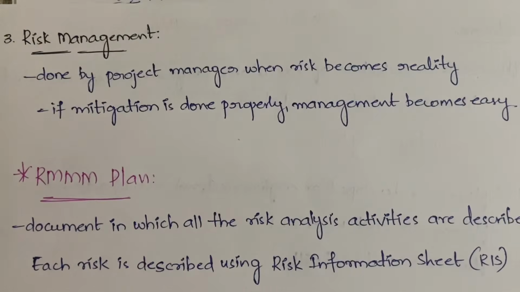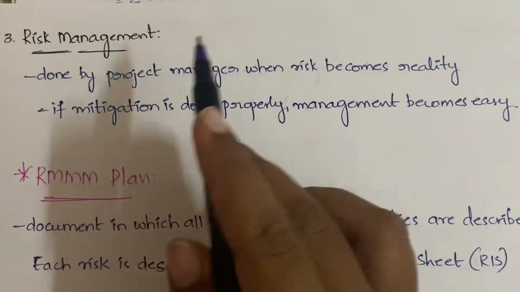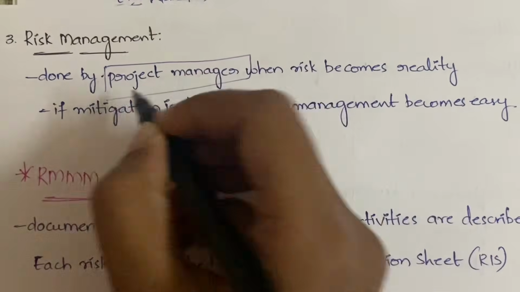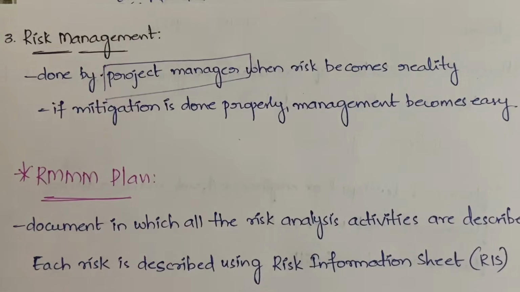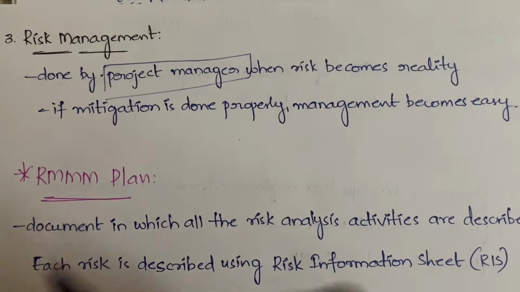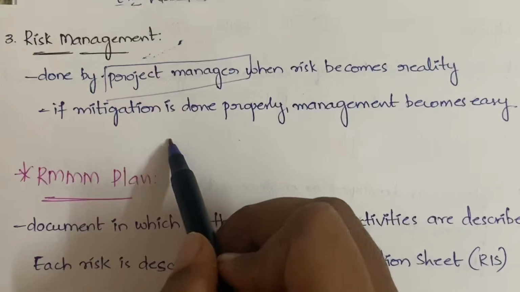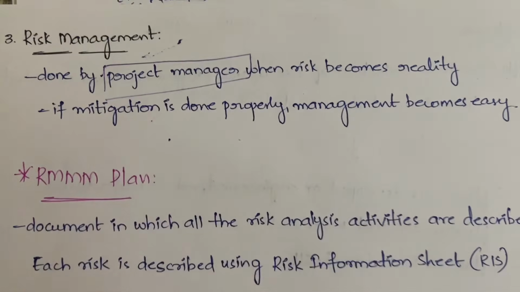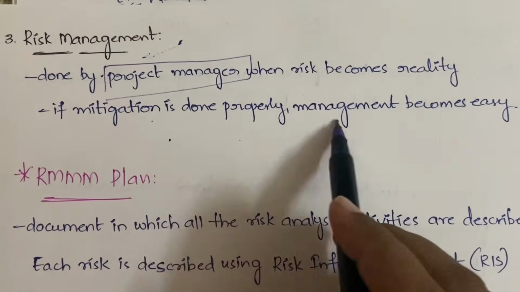Now, let us see what happens in this risk management step. Here it is actually done by the project manager again, right? The project manager will be doing the risk management activities when the risk becomes reality, that is when the risk occurs. So initially we will be predicting this risk may happen, this so and so risks may happen. So when this risk will actually happen in the project, that is when they come into reality, then we go for risk management. So in risk management, if the mitigation before that is done properly, the management will become easy.